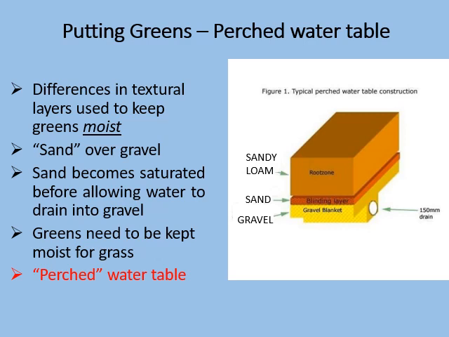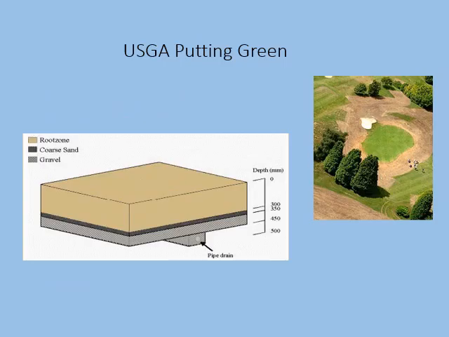Textural layer, here we are. So there's our root zone. There's our gravel bed and our drainage tube. In this golf green, the water will stay in here until it's absolutely fully saturated, and then the gravitational forces pull it into the coarse layer where it drains away. Again, it's a perched water table. Another picture showing you a green.